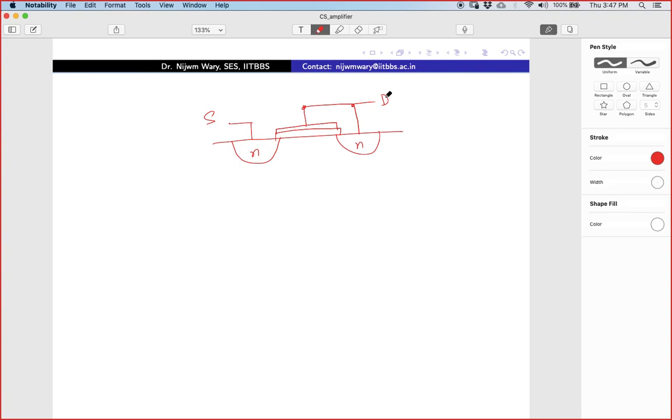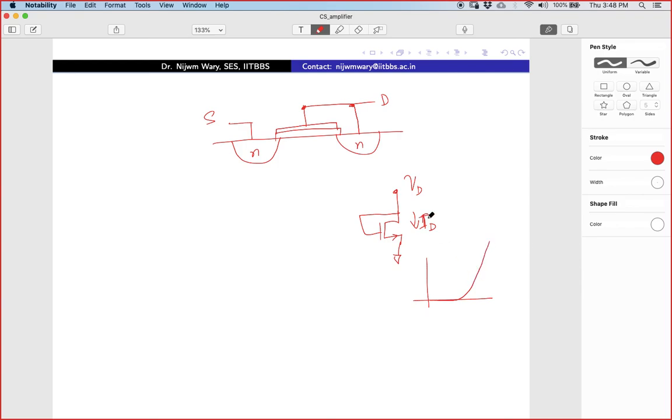So basically, what happens is when we connect this one and plot the VD versus the ID, this will always be in saturation region, right? Of course, it can come to cutoff if VD is very low. So the behavior is like a diode basically.